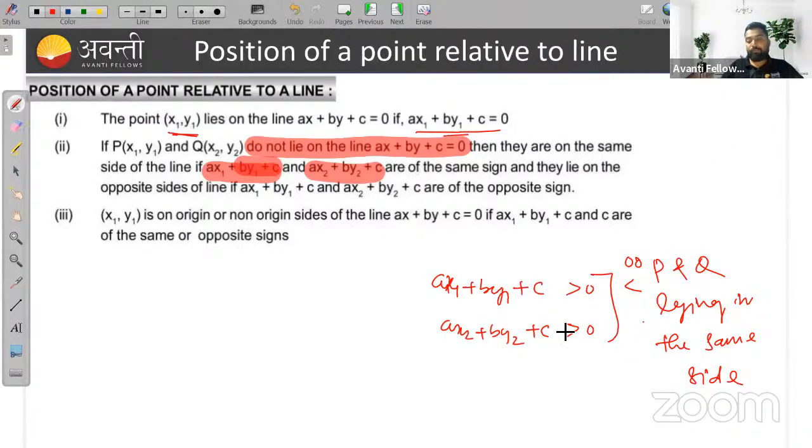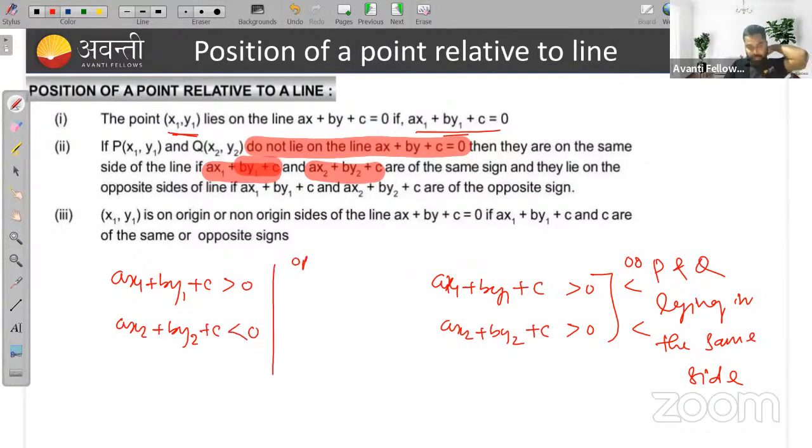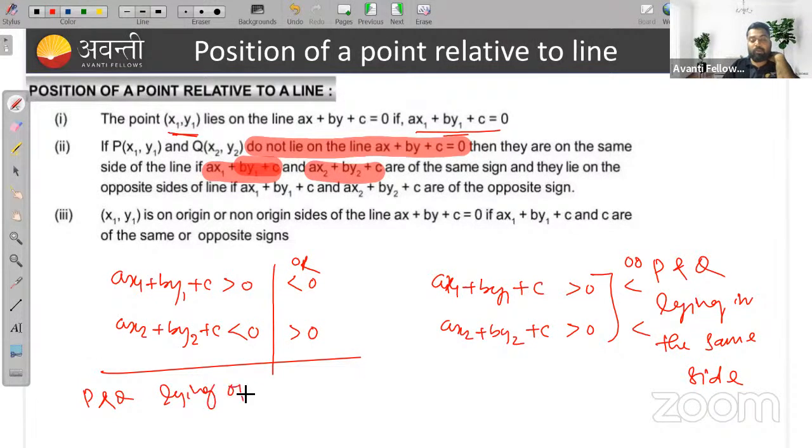If they give you opposite signs, suppose ax1 + by1 + c gives you greater than 0, and ax2 + by2 + c gives you less than 0, or the second case is this gives you less than 0 and this gives you greater than 0, then this is the case where both P and Q are lying on opposite sides of the line. Is that clear? This is the concept of position of a point with respect to a given line. Clear?